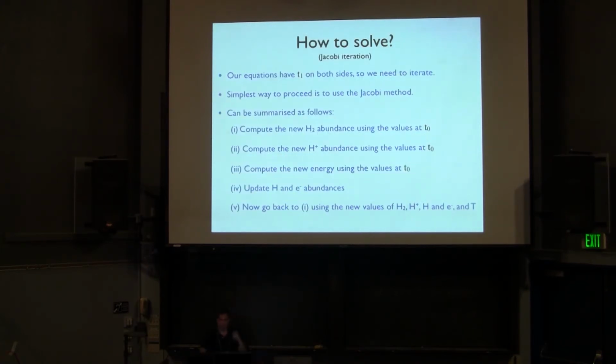How do we solve the equation? So, the problem with implicit equations, obviously, you have T1, the thing you're trying to get to, on both sides of the equation. So you have to make some sort of guess the first time, and then you have to iterate around. And the simplest way to do that is via Jacobi iteration.